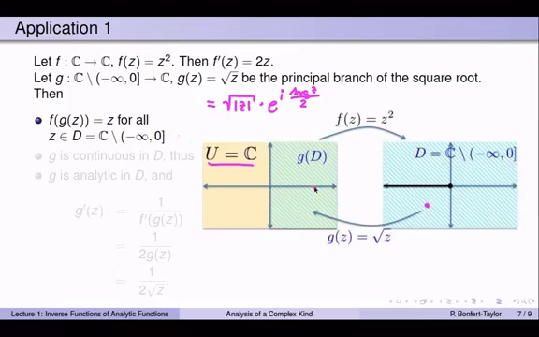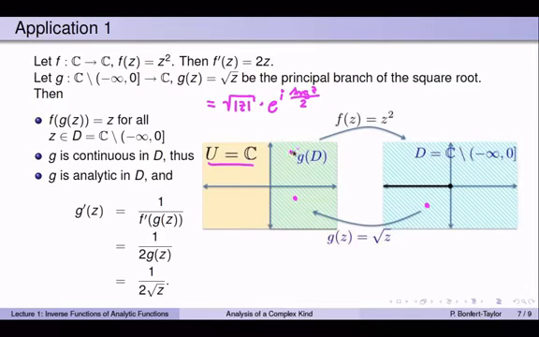So if I start with a point over here, I take the square root, which is going to put the number somewhere over here, and then I subsequently square it again, I end up again where I started, namely over here. G is a continuous function, and by the theorem it's therefore an analytic function in D, and its derivative is 1 over f prime of g of z, but f prime is 2z. So that's 1 over 2 times g of z.